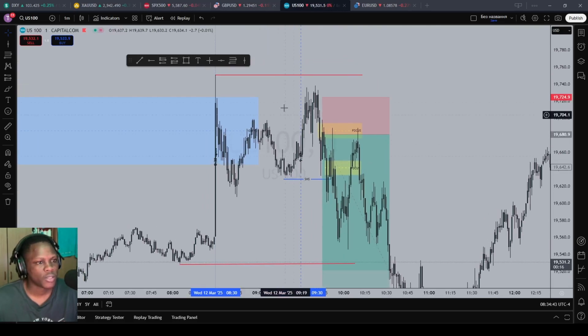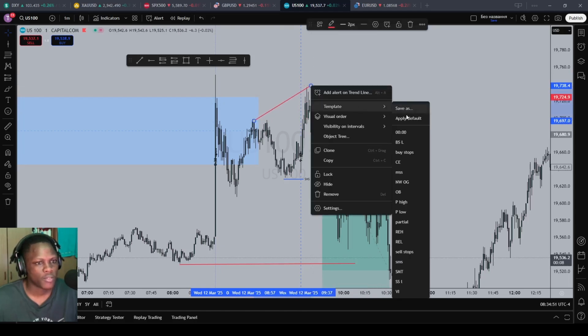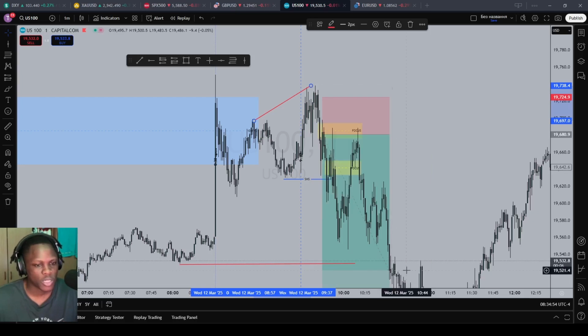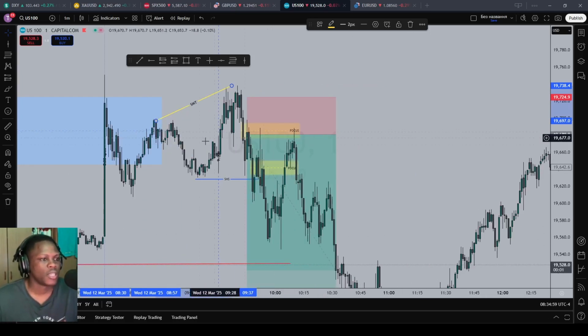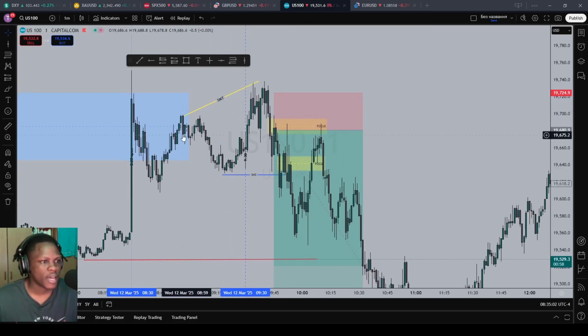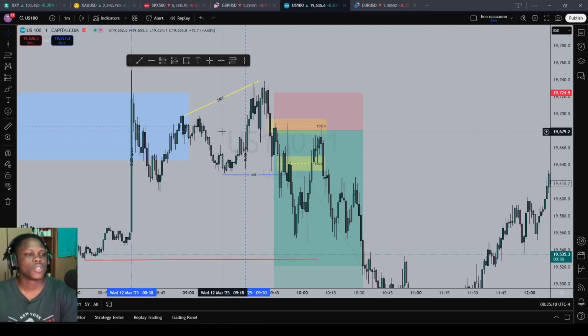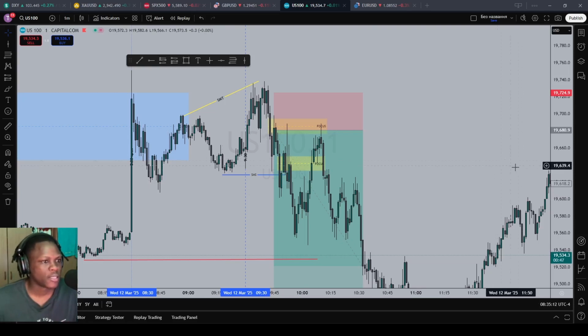Let me put the SMT divergence. So what's SMT divergence? These are two markets which are supposed to be in direct correlation, but they do different things. You can see the US 100 was making higher highs, while the US S&P 500 failed to make higher highs. It was heavy, and its price action was a little bit faster and cleaner. So what happened is I saw that.